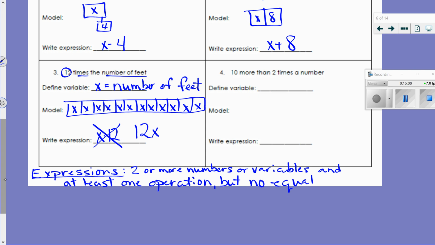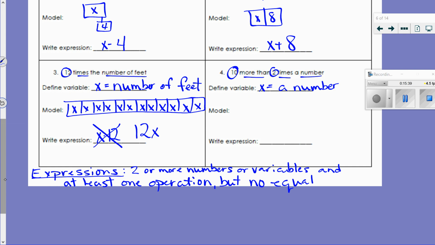Our next one gets a little more interesting because we've got multiple things going on. I have 10 more than 2 times a number. So what is it? I don't know. JJ? Guys, one at a time. If you want to answer, raise your hand. A number. So what variable do you want for that? I like that. X equals a number.